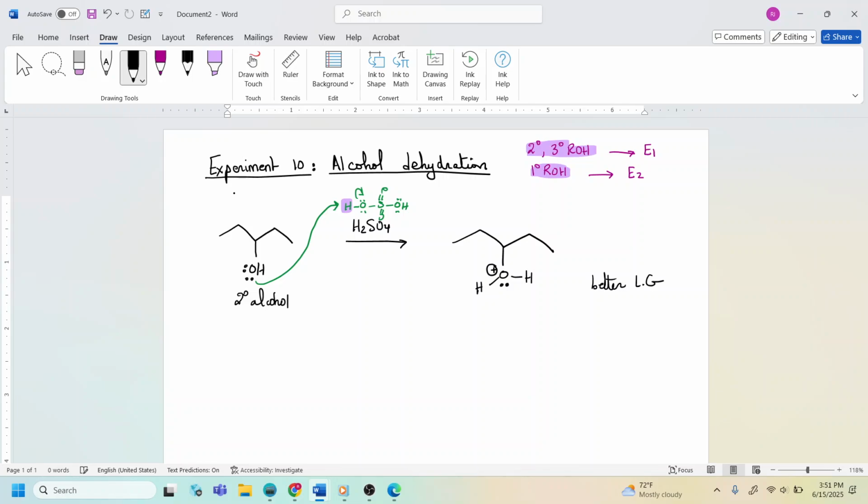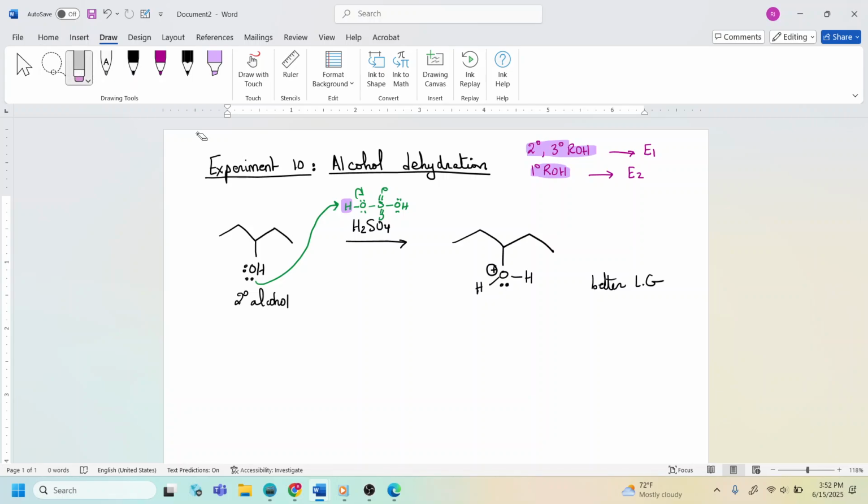Why is it a better leaving group? Because it is a weaker base. If OH leaves, it's going to leave in the form of OH minus. That is a strong base, a bad leaving group. Water here is going to leave as H2O. H2O is a weaker base than OH minus, so this is why it is a better leaving group. So I do have my water in there.